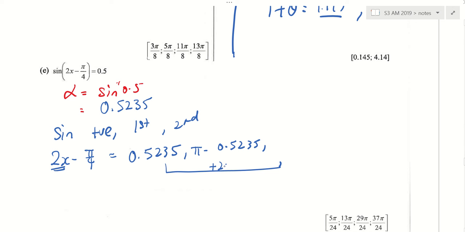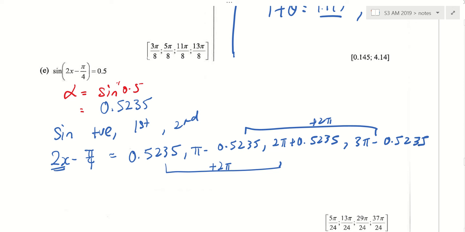Then 3 pi minus 0.5235. This one plus 2 pi, so pi plus 2 pi is 3 pi. Then 3 pi minus this. Tiffany, understand? Now, Kunj, to get the answer, for every answer, you have to plus pi over 4, then divide by 2. Every answer.